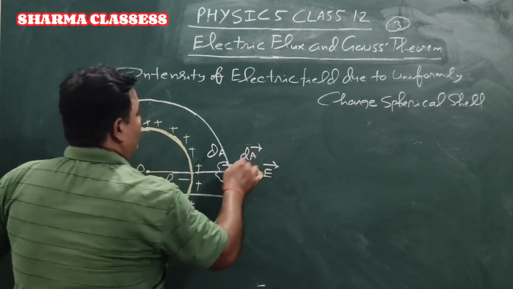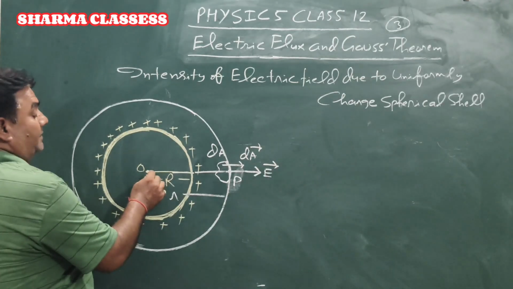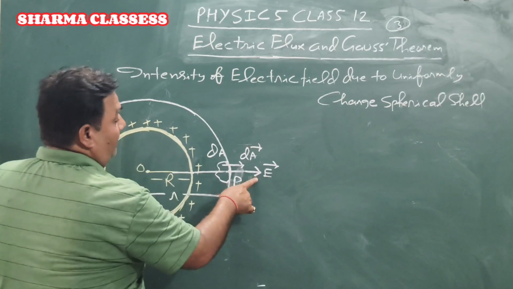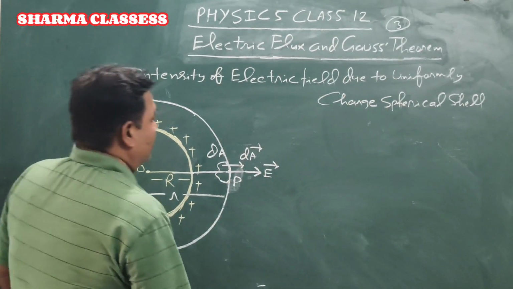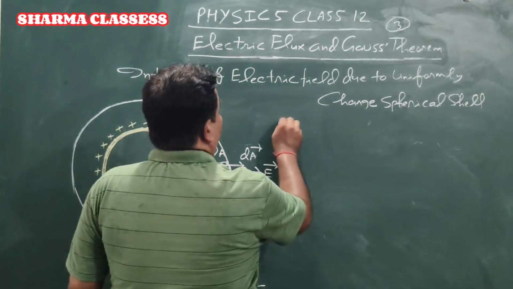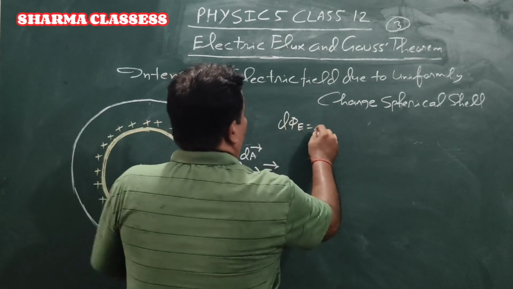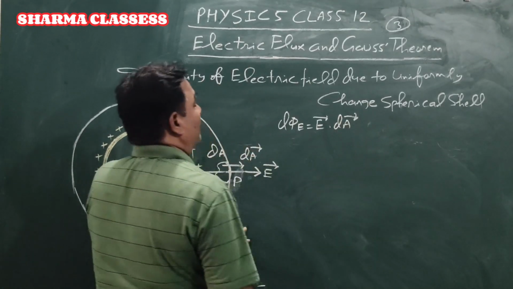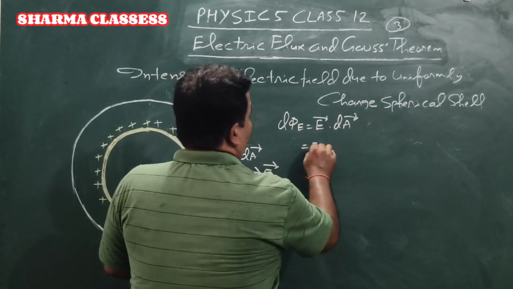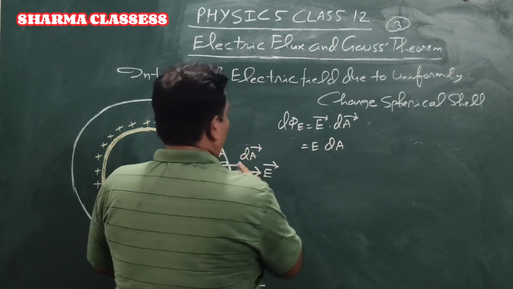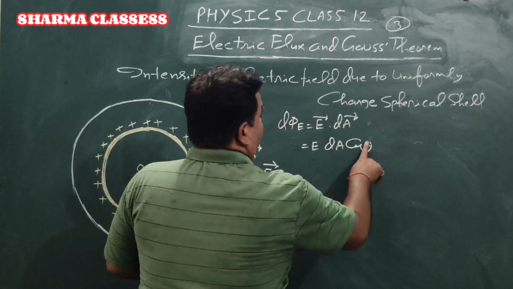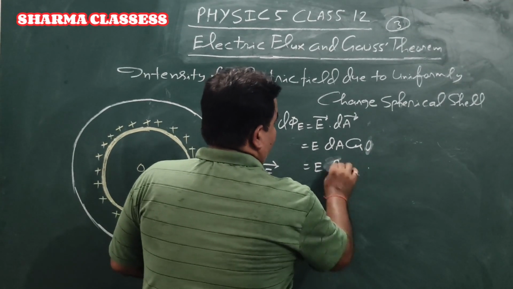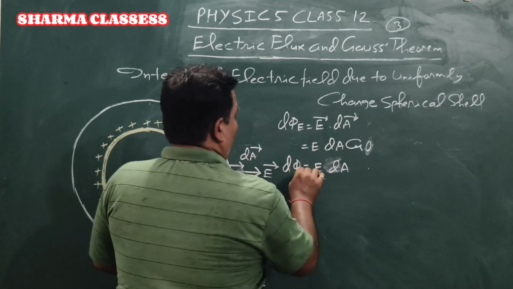The area vector is perpendicular to the surface, and a line drawn from the center to the surface of the sphere is always perpendicular. So the area vector and electric field are parallel to each other. Now the electric flux passing through this small surface, d phi E, is E dot dA. The magnitude is E dA, and the angle between them is 0, cos 0 is 1. So E dA is the electric flux through the small area.